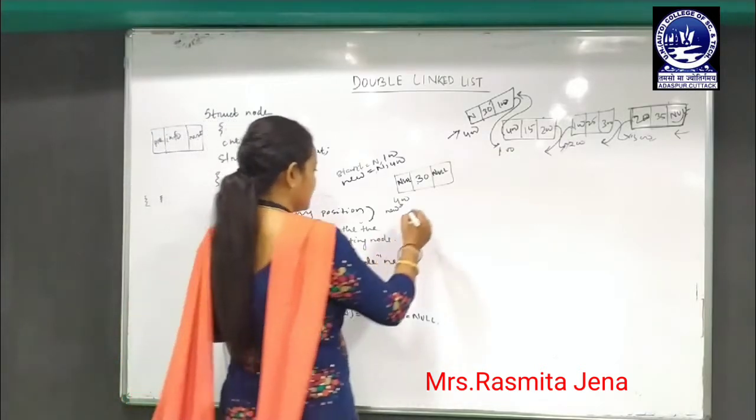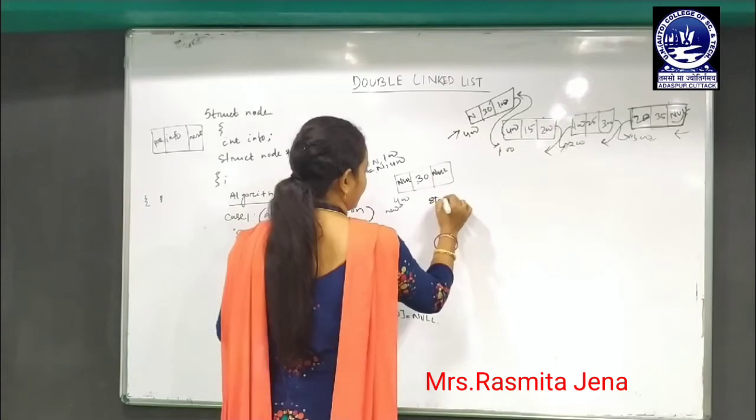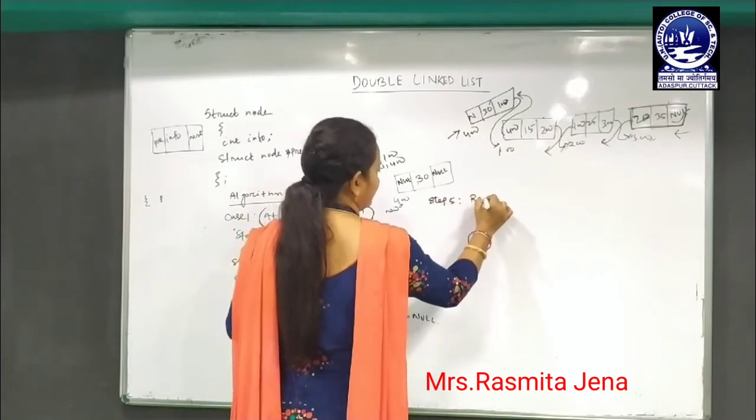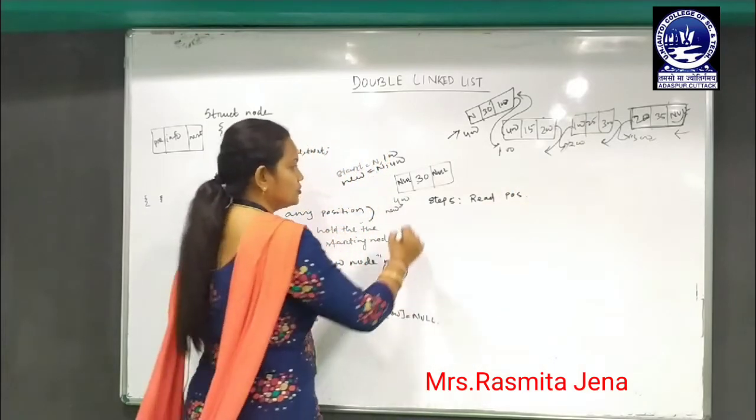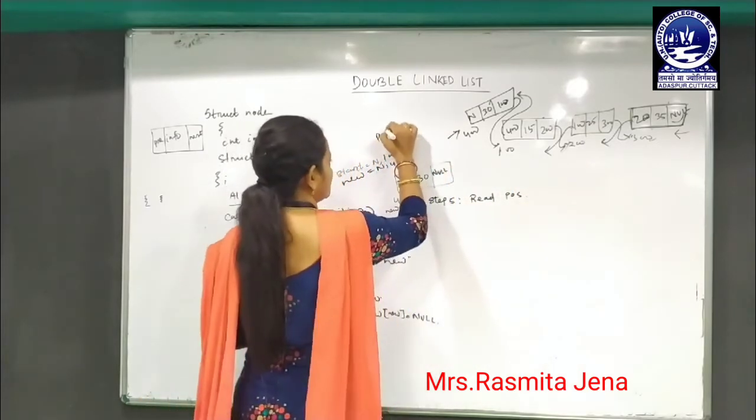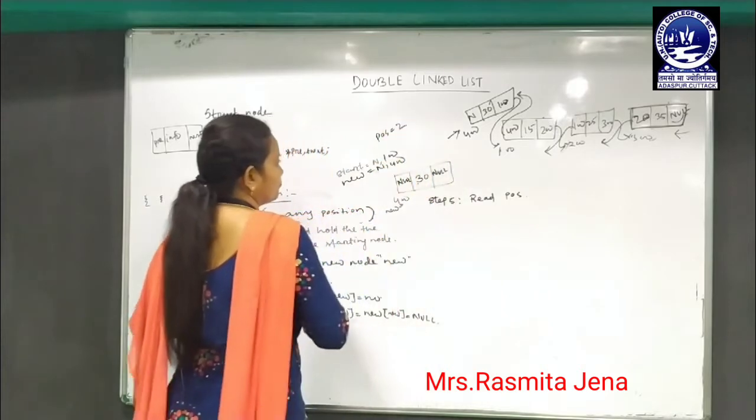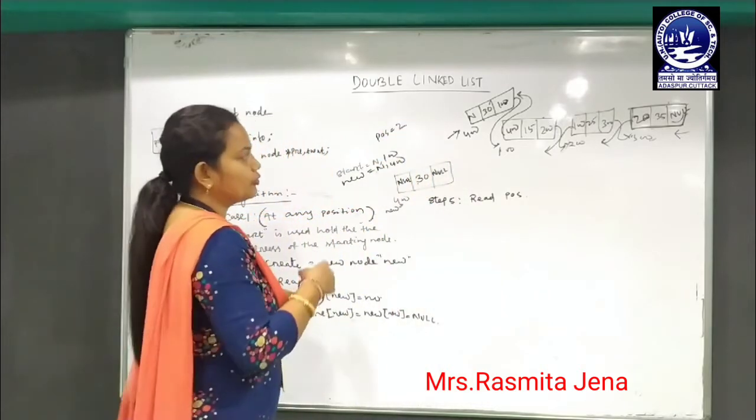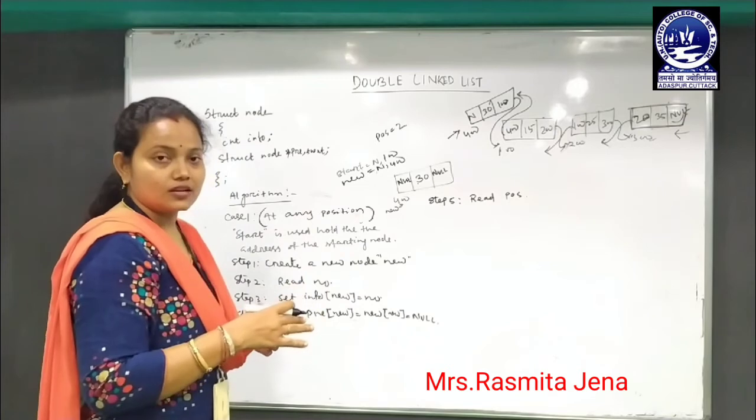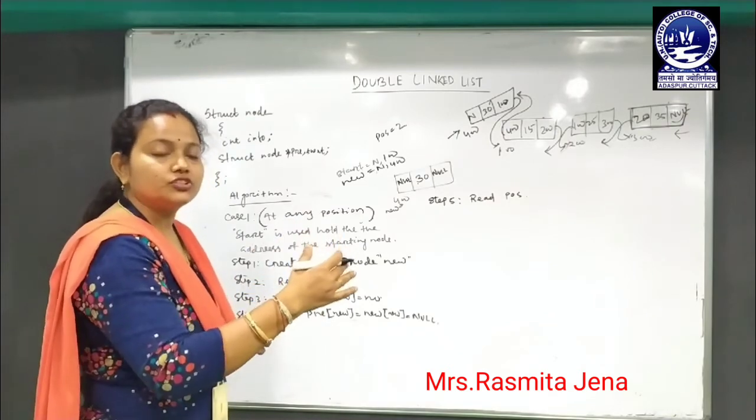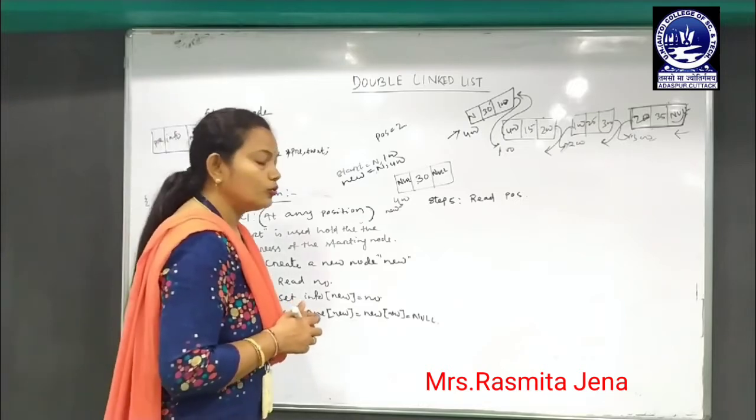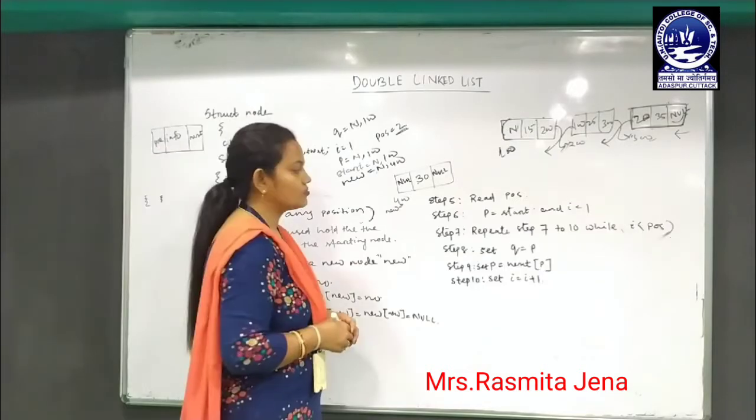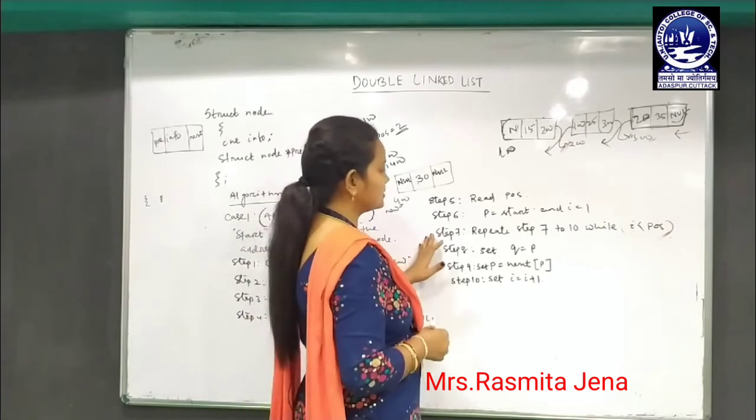So next step, in step 5, read position. Okay. Suppose the position is 2. Next we will execute a loop. As per our discussion, we must reach the position where I want to insert the new node. So for that we will execute a loop. Now we will start executing the loop.